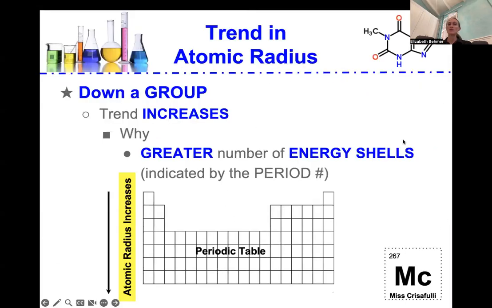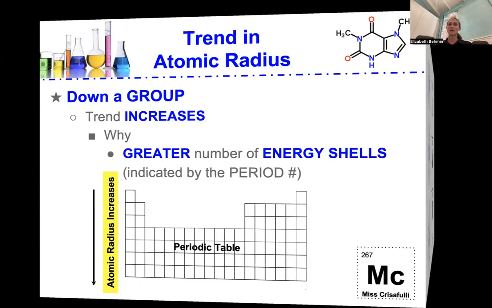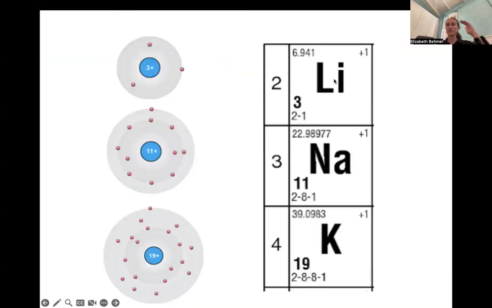The trend in atomic radius is that the atomic radius tends to increase when you move down a group. And why? The greater number of energy shells. So as we add on energy shells as we move down a group, we are increasing that atomic radius. So for example, going from lithium to sodium to potassium, we're adding energy shells, so we're making the atomic radius larger.